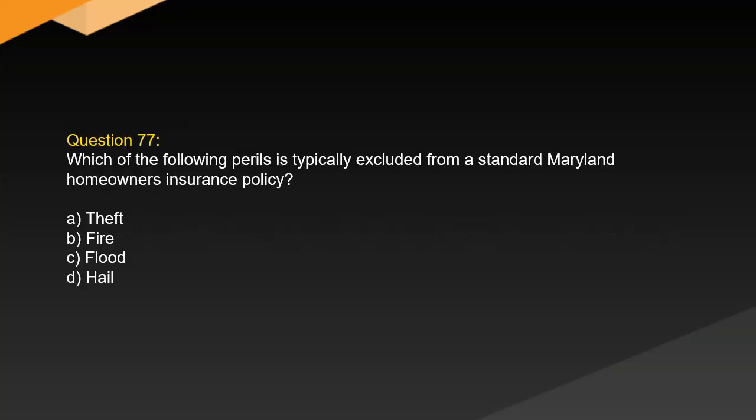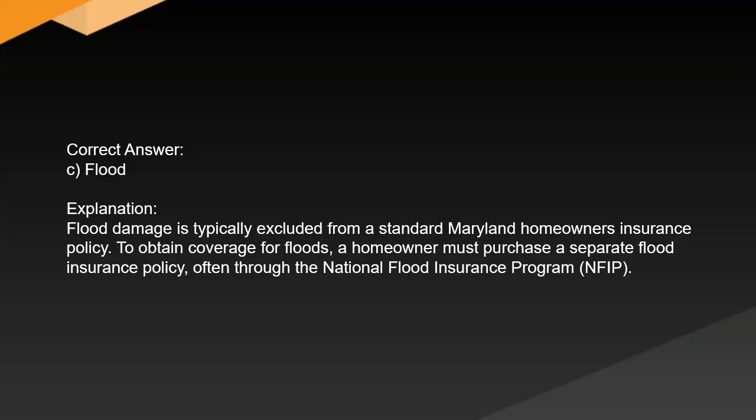Question 77. Which of the following perils is typically excluded from a standard Maryland homeowner's insurance policy? A, theft, B, fire, C, flood, D, hail. Correct answer: C, flood. Explanation: Flood damage is typically excluded from a standard Maryland homeowner's insurance policy. To obtain coverage for floods, a homeowner must purchase a separate flood insurance policy, often through the National Flood Insurance Program, NFIP.